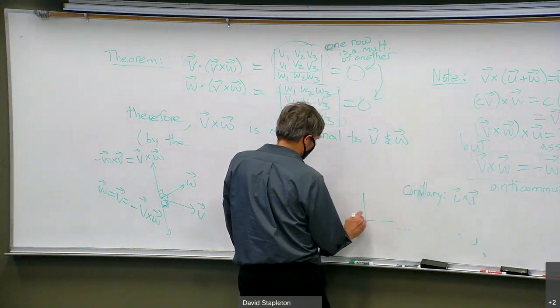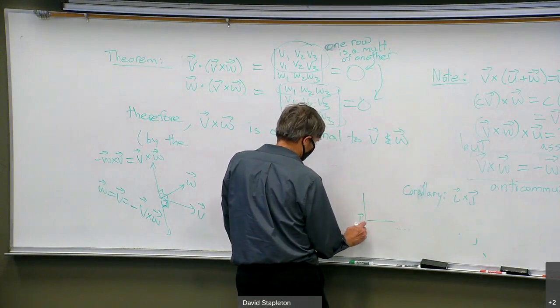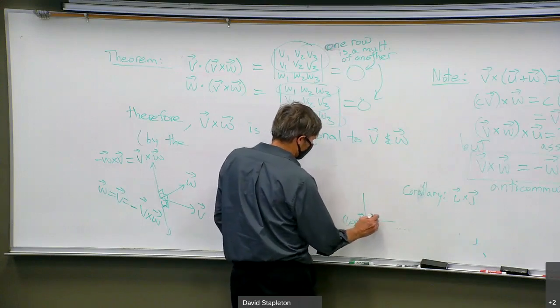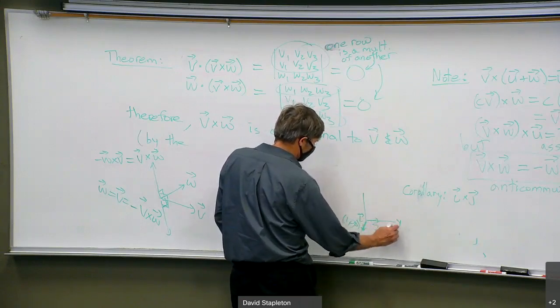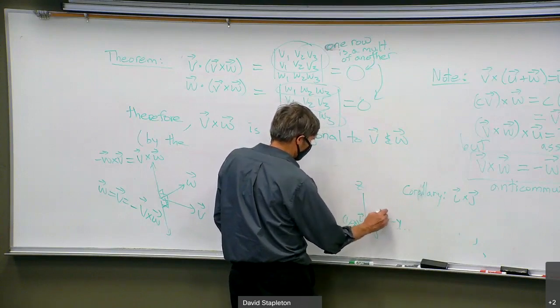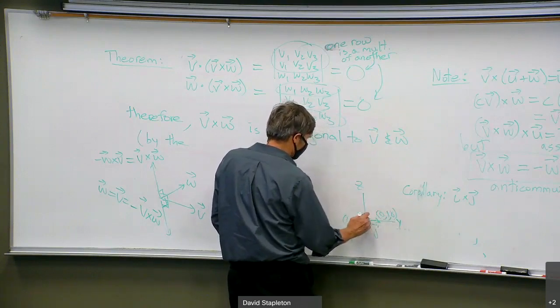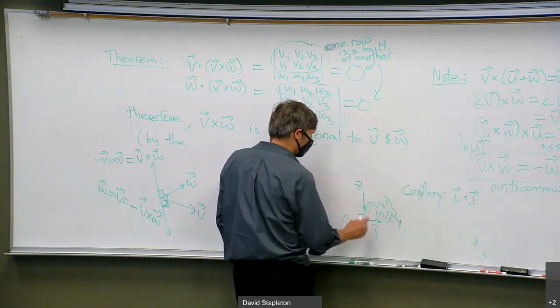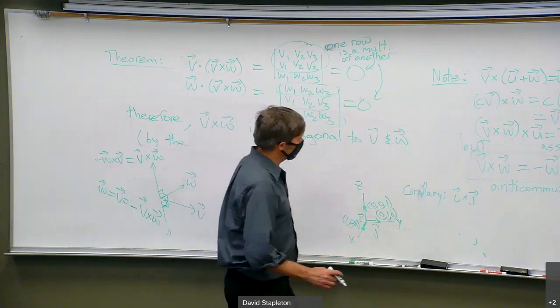Here's I, 1 unit along the x-axis out to the point 1, 0, 0. Here's J along the y-axis out to the point 0, 1, 0. And here's K, the unit vector along the z-axis to the point 0, 0, 1. What do you think I cross J is?